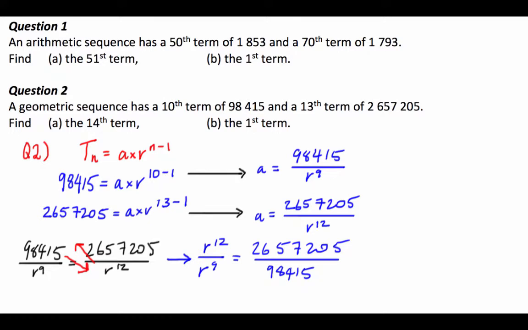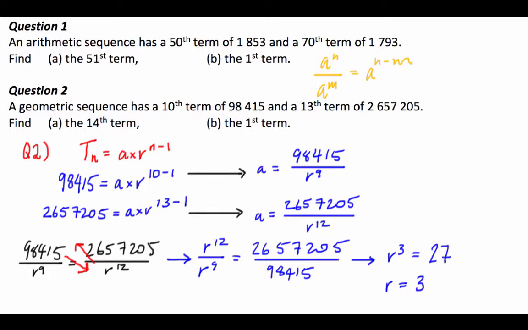We can use the index law, guys: a to the n divided by a to the m is equal to a to the n subtract m. And we are also going to divide this number by this number. So what we're left with is r to the power of 12 take 9, which is 3, is equal to, in this case, what do we have? We have 27. And then, once we've done that, we take the cube root of both sides, and we're going to get r is equal to 3.